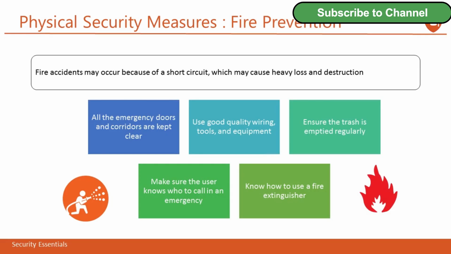Next is fire prevention. Have you protected your devices, your equipment, your infrastructure from fire? Fire accidents may occur because of a short circuit, which may cause heavy loss and destruction. So all the emergency doors and corridors should be kept clear. Use good quality wiring, tools, and equipment. Ensure that trash is emptied regularly. There should be no waste. Make sure the user knows who to call during an emergency.